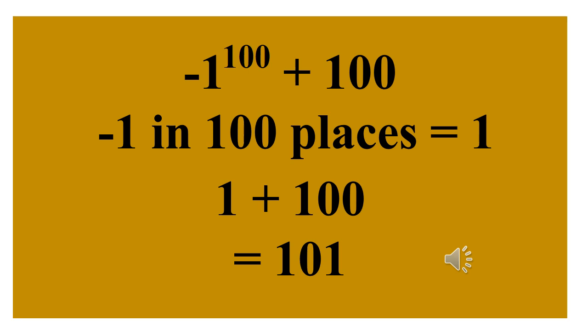So we have minus 1 raised to power 100 plus 100. Now since minus 1 there is raised to an even power, it will definitely give us a positive figure, and it is still going to be 1. So that means minus 1 raised to power 100, or minus 1 in 100 places, equals 1. Then we put 1 there, then we say plus 100. That will now give us 101, and that will be the answer for that. That will be the remainder.